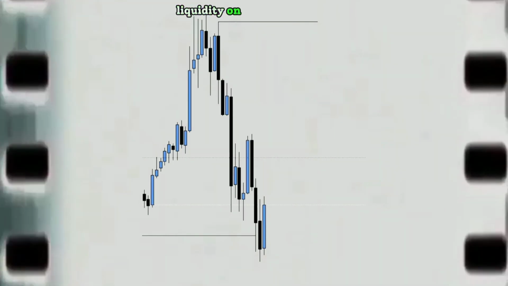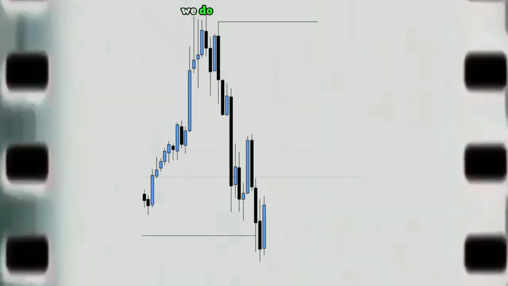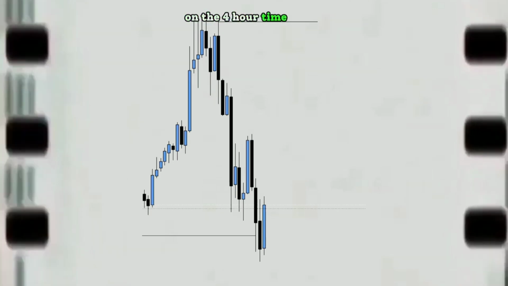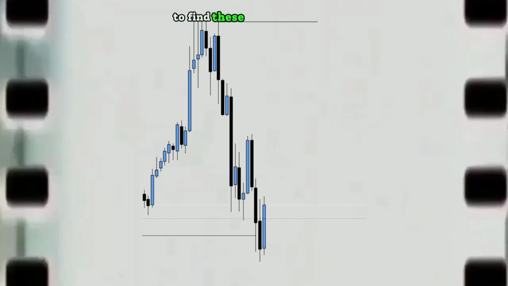The most common mistake new ICT traders make is to look at liquidity on the wrong time frames. Right now we are on the 2-minute time frame. We do not need to look for liquidity sweeps on the 1-hour or the 4-hour time frame. The 1 minute to 5 minute is a perfect time frame to find these liquidity sweeps.